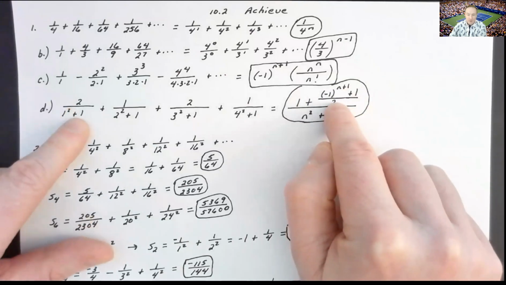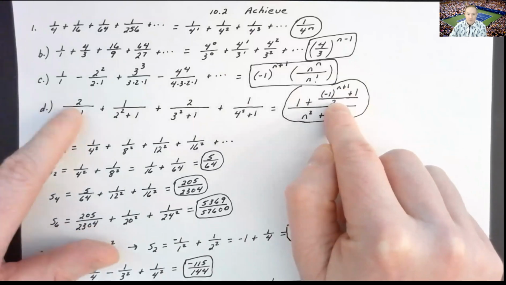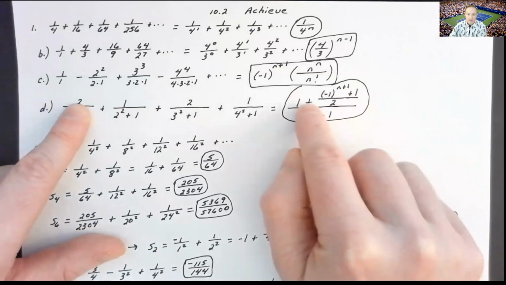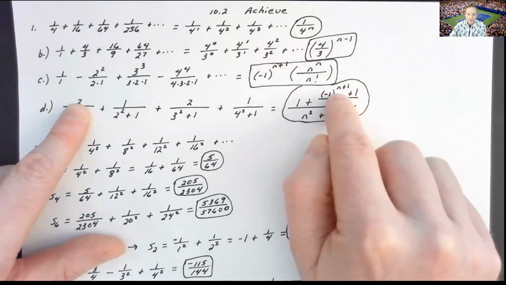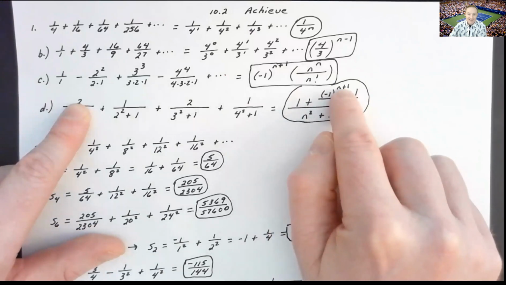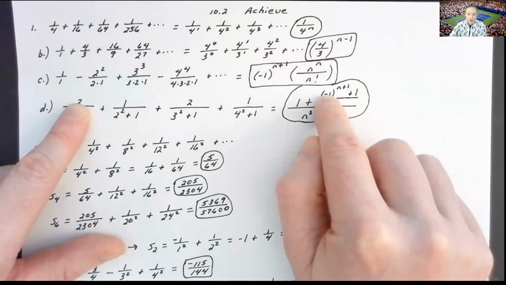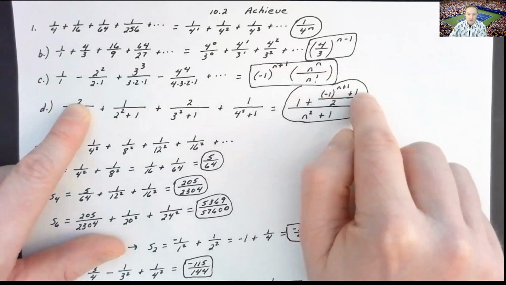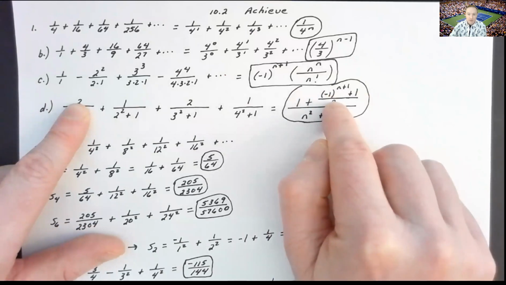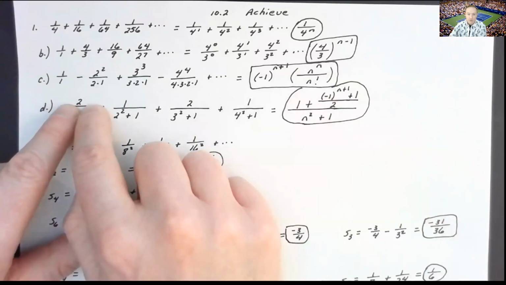Now, think about what that's going to do, guys. For the first term here, you'd be saying 1 plus, and it'd be -1 to the second, so that's going to be a 1. And then 1 plus 1 is 2. 2 divided by 2 is 1. It's going to give you a 1 plus 1 in your numerator.